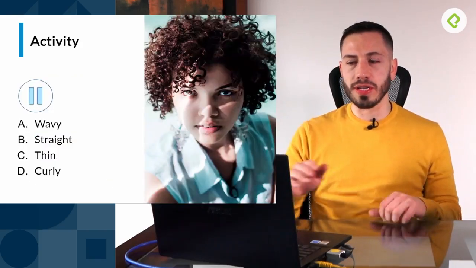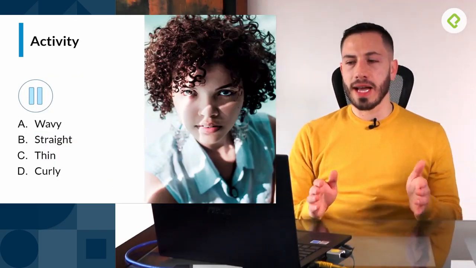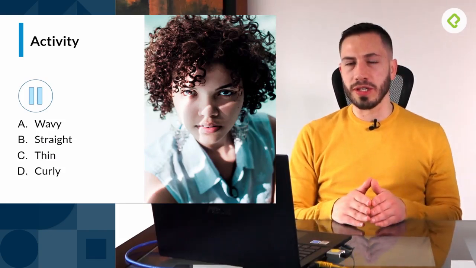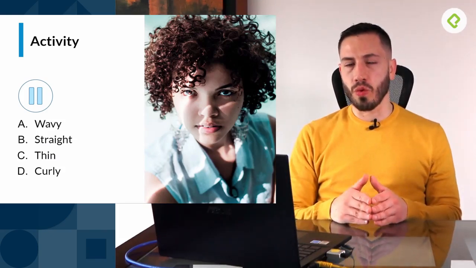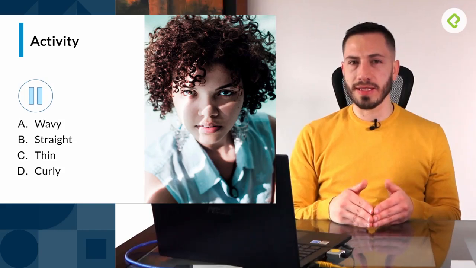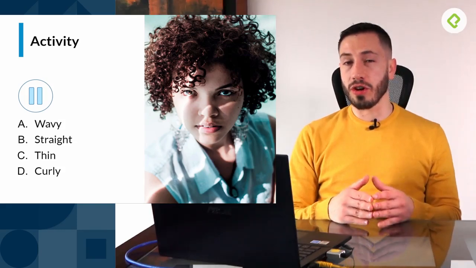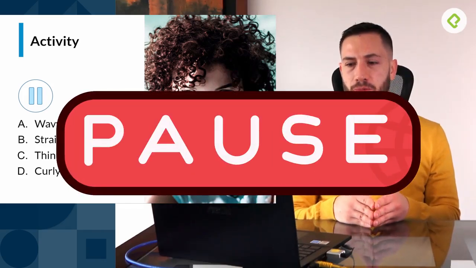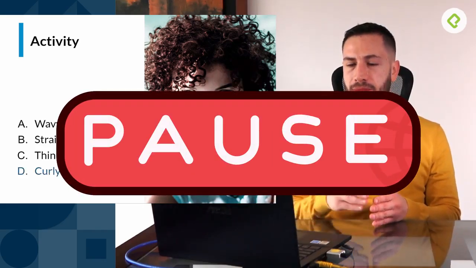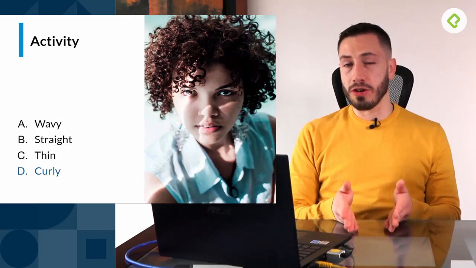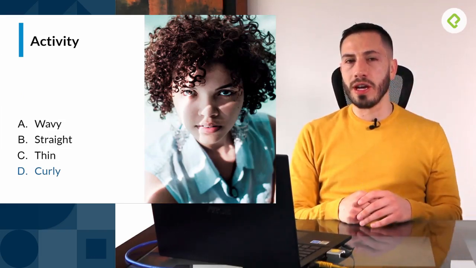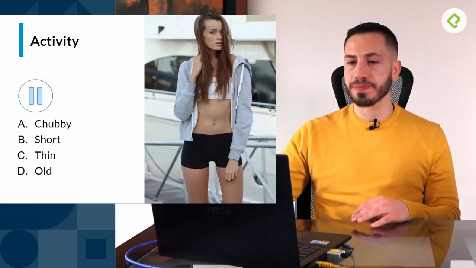Let's use these words in some real examples. According to this picture, which word would you use to describe what you see? Wavy, straight, thin, or curly? A hint is that we're referring to her hair. Do you know? Of course. It's curly, which is a word that we studied before, and we're referring to her hair, of course.